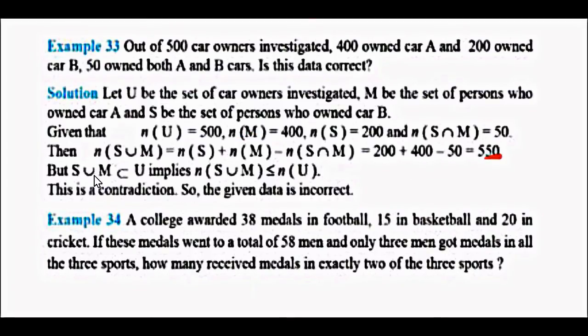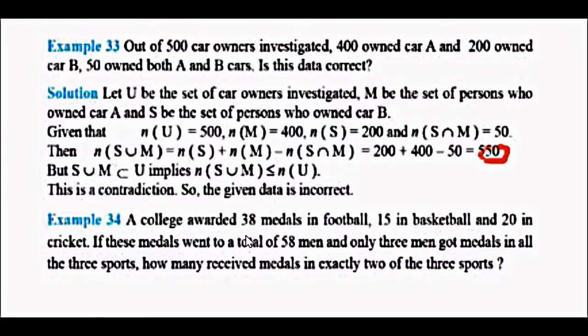So this S union M is a subset of U, which implies that S union M has to be either equal to 500 or less than or equal to 500. It cannot be more than 500, which is the case here. So the data is incorrect because we see the contradiction here.